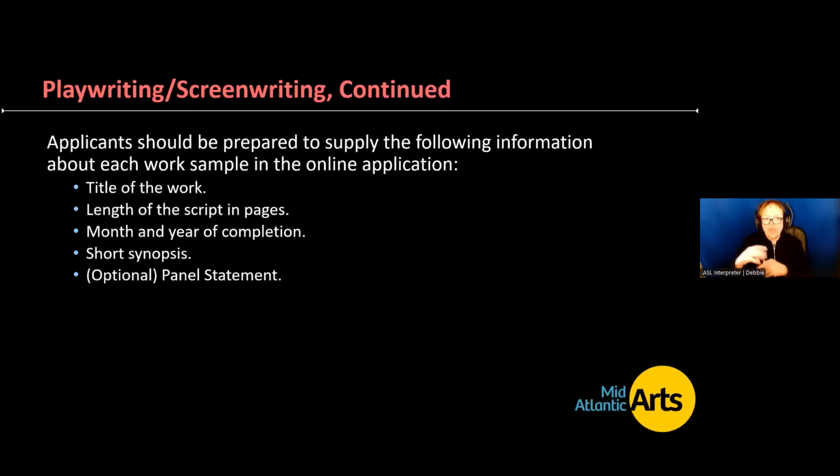Applicants should be prepared to supply the following information about each work sample in the online application: the title of the work, the length of the script in pages, the month and year the script was completed, and a short 2 to 3 sentence synopsis of the submitted script. Do not include information such as the location of staged performances or publication production details. Applicants who wish to include interpretation of the work or information about their creative process have the option to submit a panel statement.